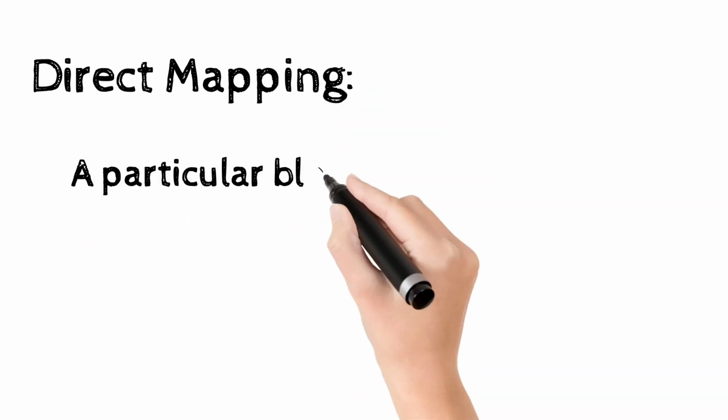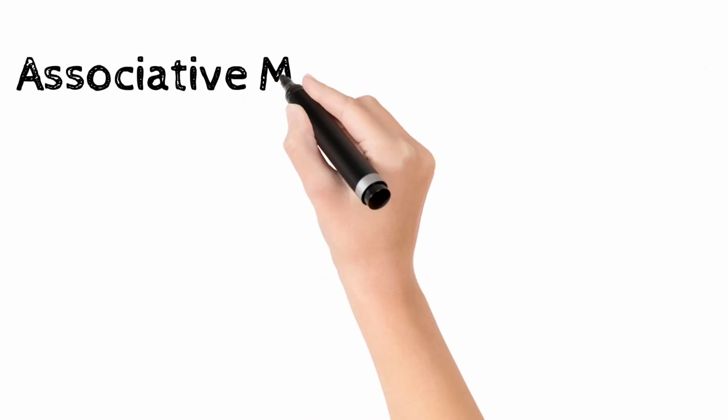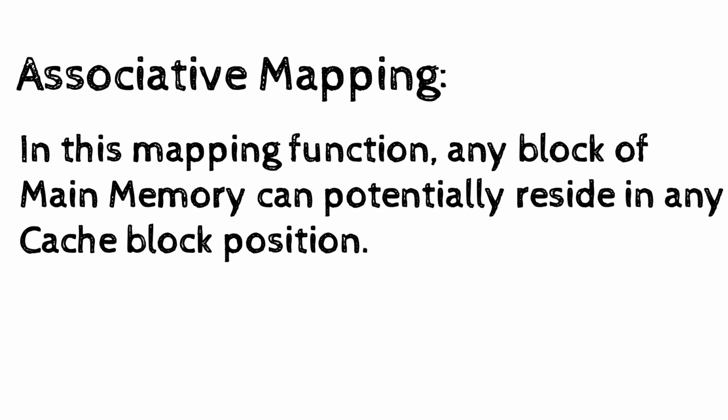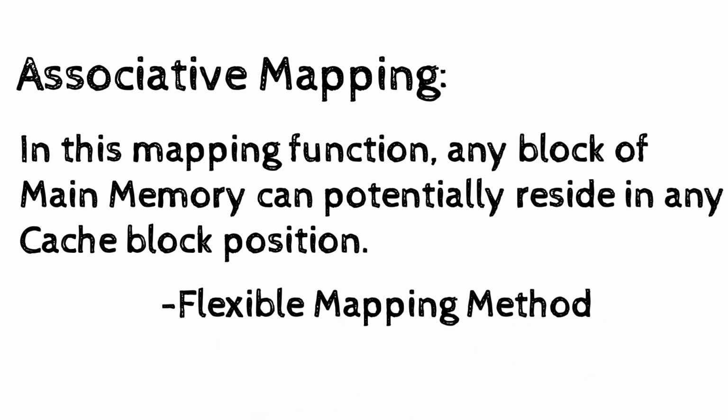Direct mapping. A particular block of main memory can be brought into a particular block of cache memory. This is called direct mapping. Next one is associative mapping. In this mapping function, any block of main memory can potentially reside in any cache block position. It is a very flexible mapping method.